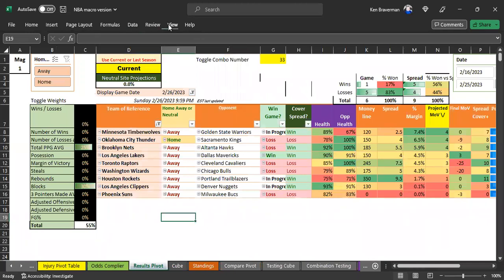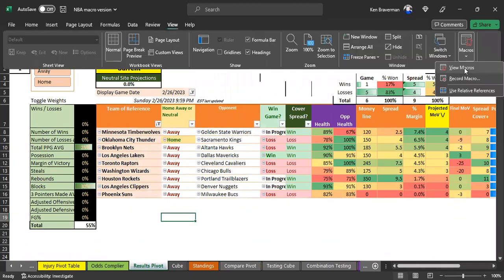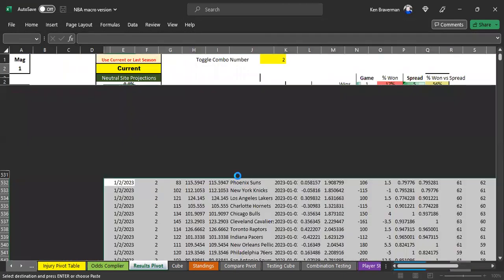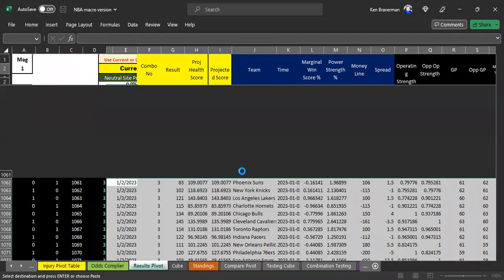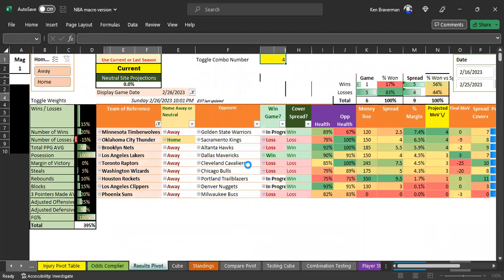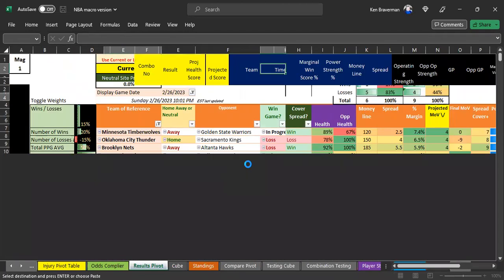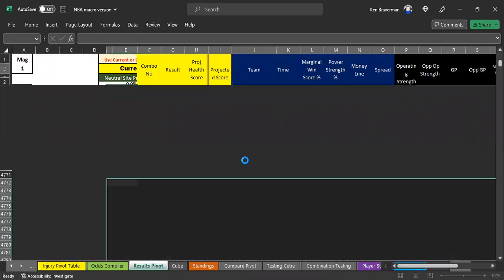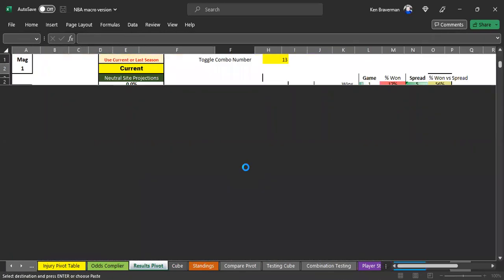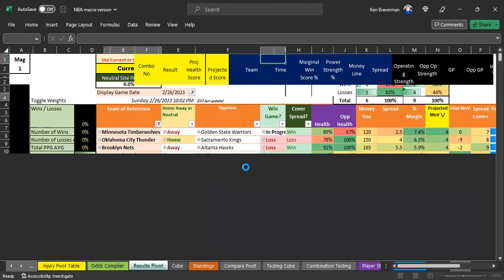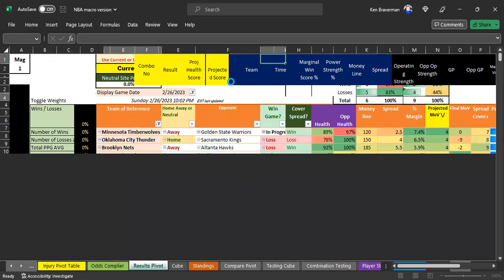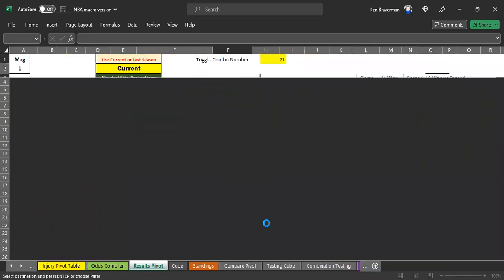Here's how we do it. View, macro, full 500, run. Bam, it's started. It's going to test all of the combination strings, 1 to 100, and dump them into our testing cube. Then we're going to refresh another pivot, and we're going to be able to compare all the different combination strings. It'll be really cool.